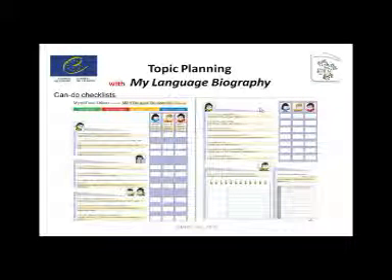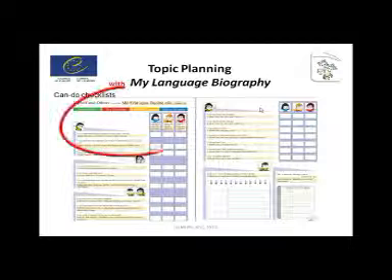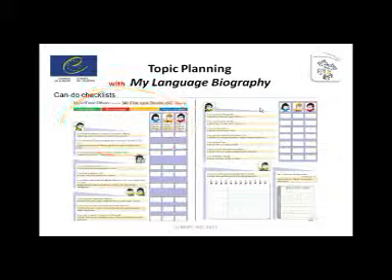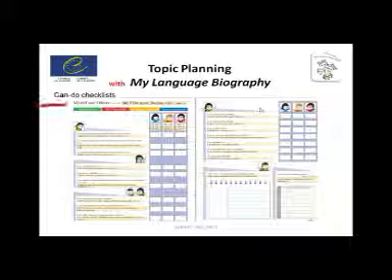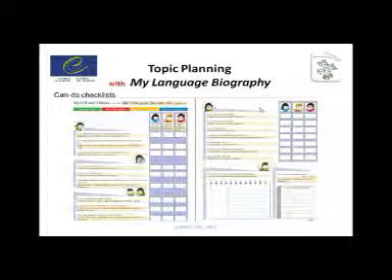It is important to note that the topic sections of my language biography are built around the Council of Europe's can-do definition of language, facilitating the focus on what the child will be able to do with the target language at the end of a topic. Once you have decided which topics you intend to teach in a particular term, you then need to plan objectives for each topic. The topic-based sections of my language biography, pages 2 to 55, will help you to decide which language functions to focus on.